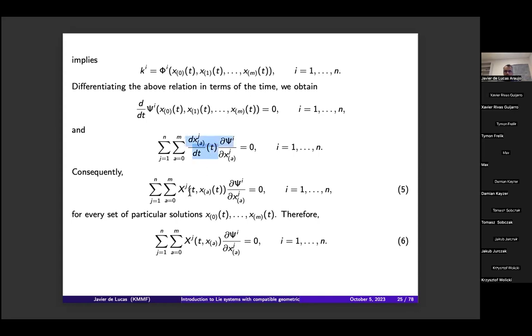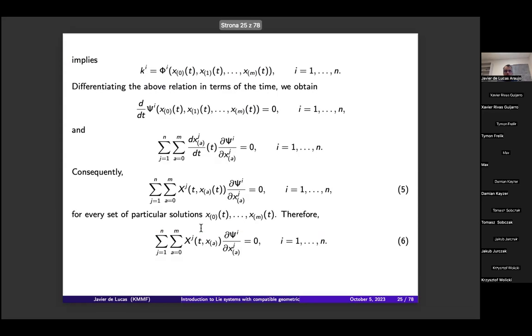So this derivative is nothing but the time-dependent vector field of the point x alpha. And what this expression 5 is telling you is that for every value of t, these coordinates psi I are integrals of motion of these time-dependent vector fields you have here. But you can see that the t in here is just a parameter. When you vary the t, the psi I is a constant of motion for different vector fields, because a time-dependent vector field is a t-parameter vector field.